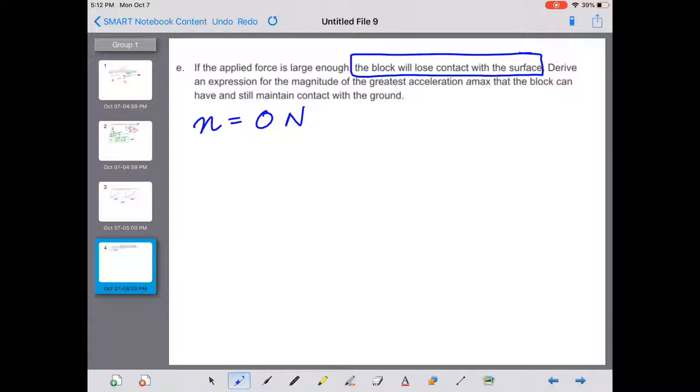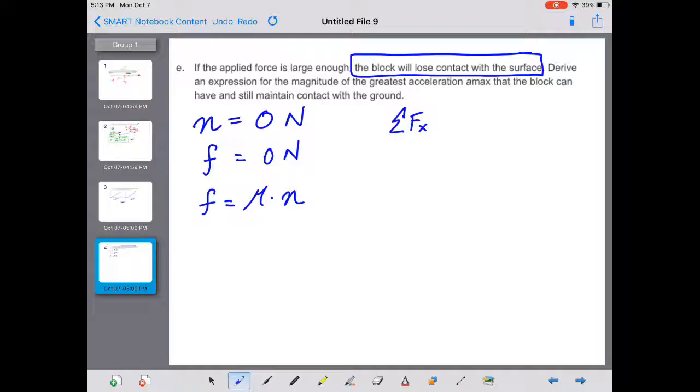There's nothing touching the ground anymore. All right? If your normal force is equal to 0 newtons, what this means is that at that point, your frictional force is also equal to 0 newtons. The reason for this is because your frictional force is equal to mu times the normal force. Well, if there's no normal force, then you can't have a frictional force. All right? So, let's go ahead and look at what we do here then.